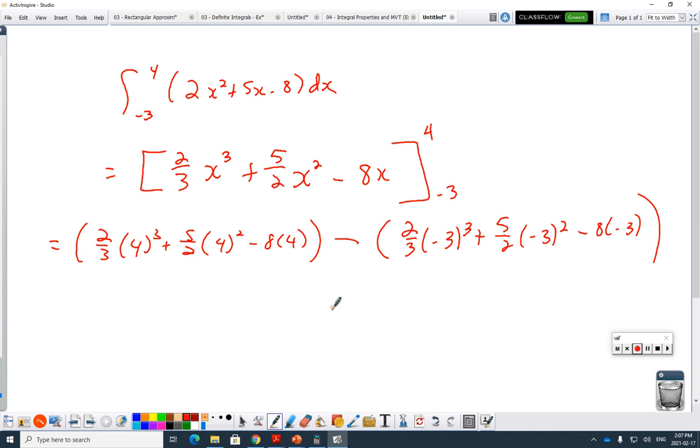Maria. I subbed 4 into this antiderivative. Then I subbed -3 into the antiderivative, and I subtracted. I'm not going to actually figure out the answer here because I'm getting a lesson or two ahead of myself. But I want you to see what this thing does, what the fundamental theorem does.